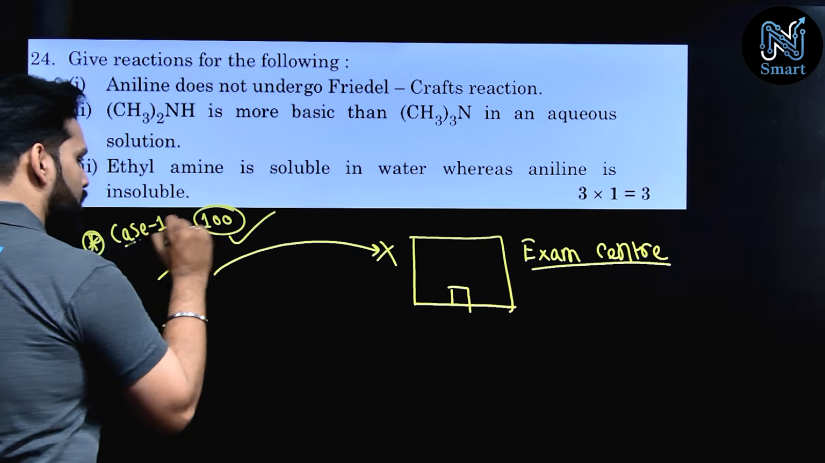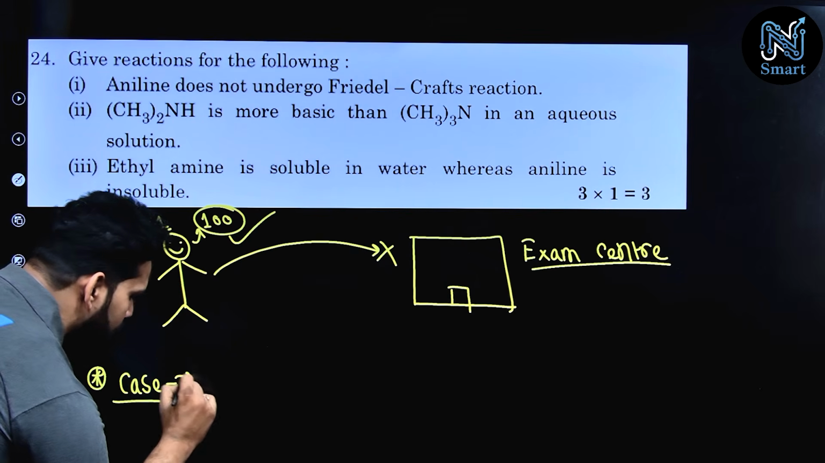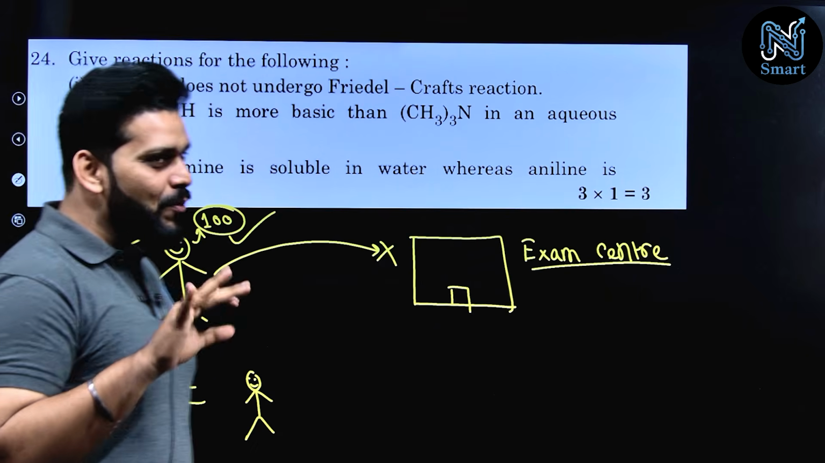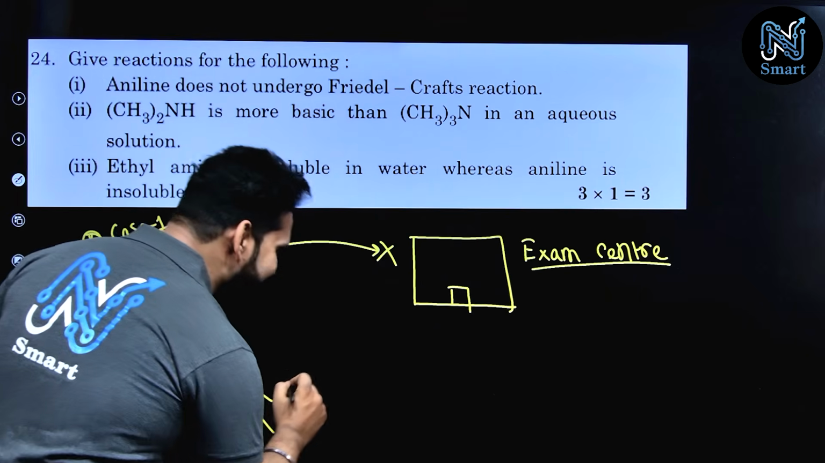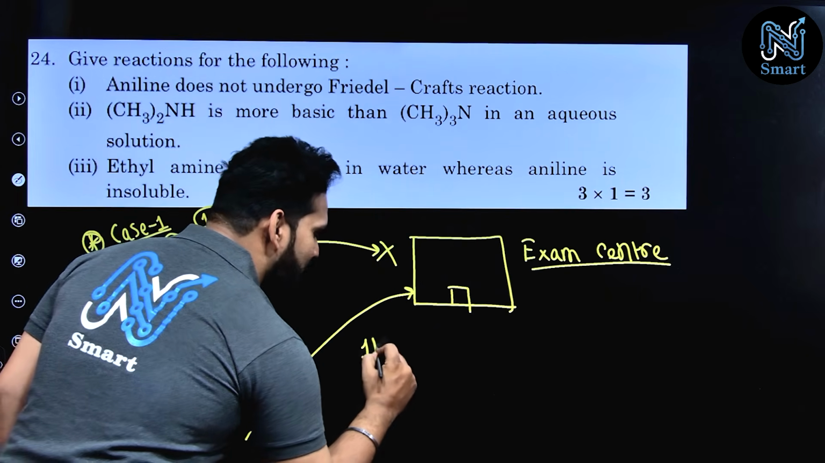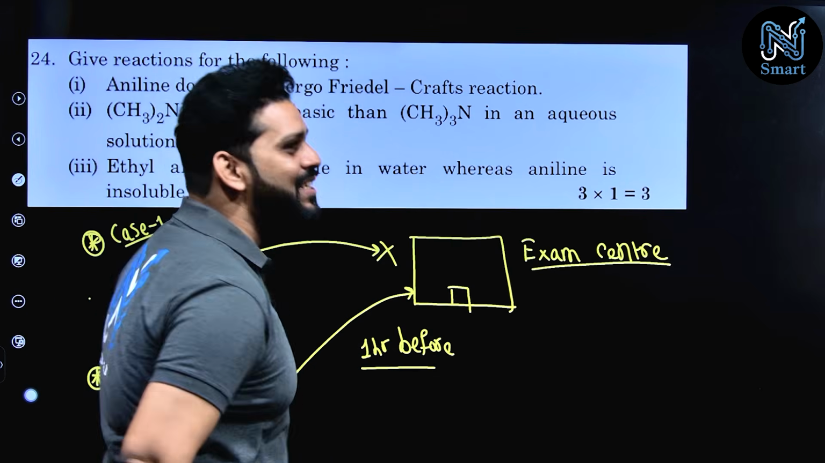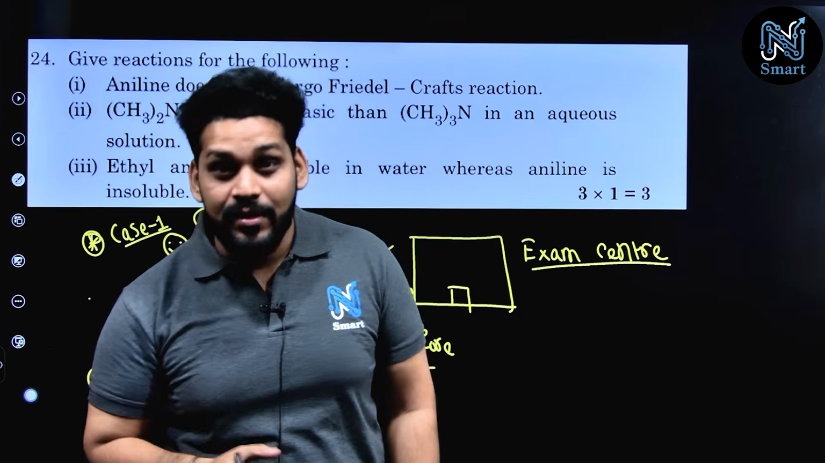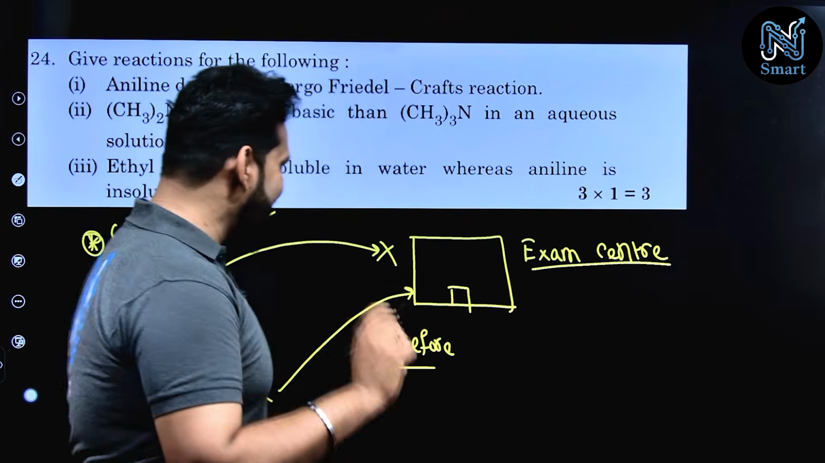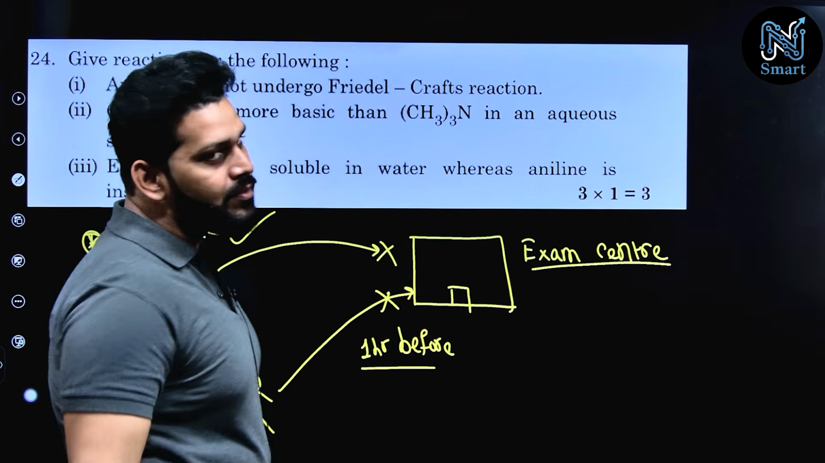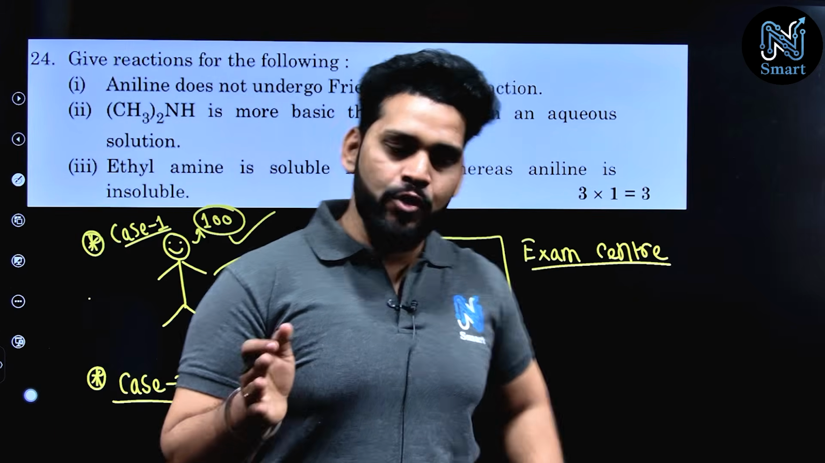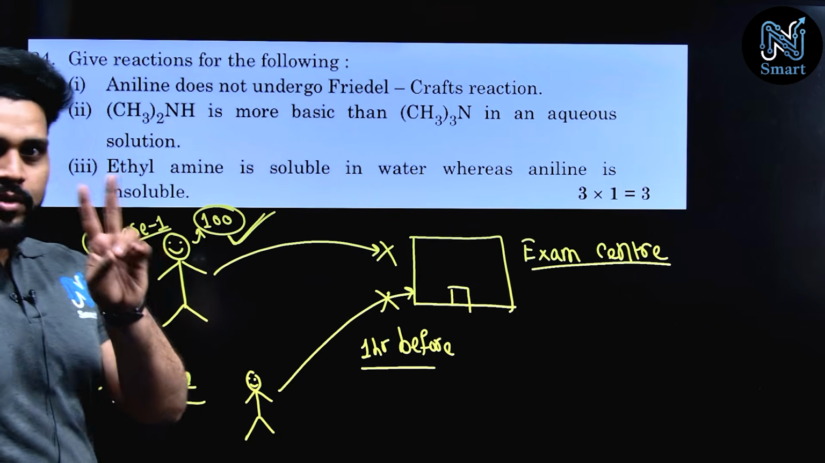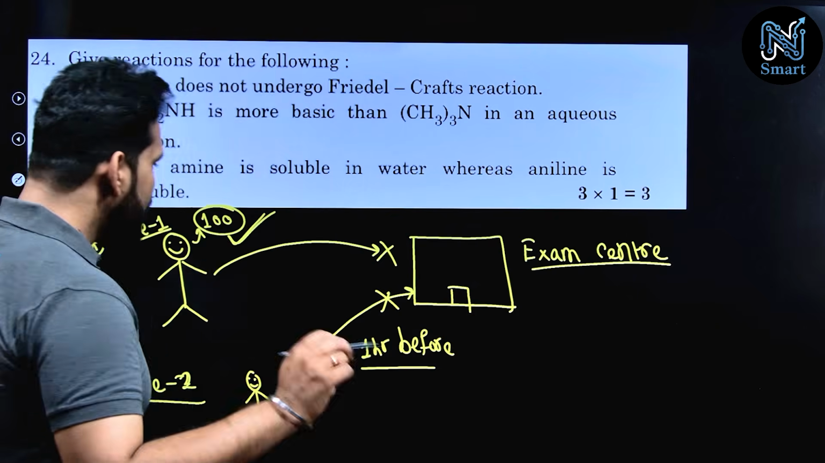Let's talk about case 2 here. Let's say there is another guy over here. Now, what's the problem with him? See, he reached the examination hall 1 hour before, but he didn't even prepare for the exam. Will he get 100%? Forget about 100%, will he even pass? No, right? So he won't be able to get 100% either. So, you need to have your preparation, and also you have to reach the examination center. Both processes have to be there, correct?